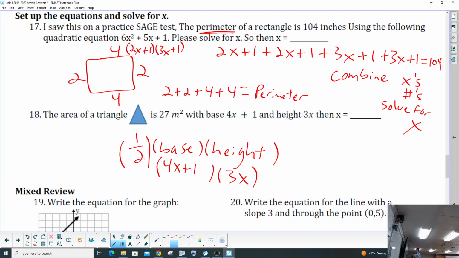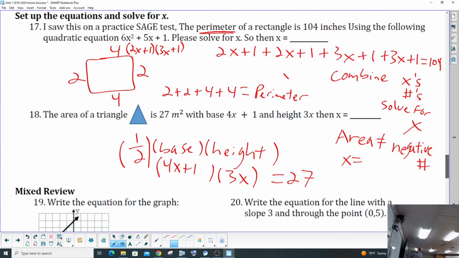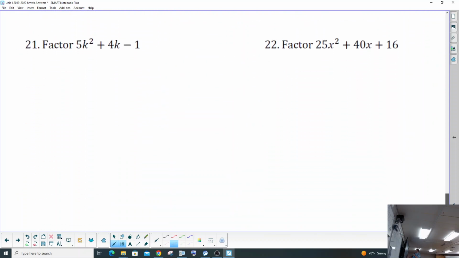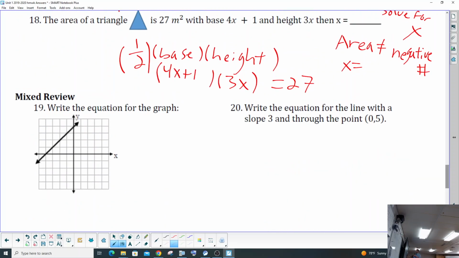Okay, area of a triangle: the hint I gave you is 1/2 base times the height. They give you the base and the height: 4x plus 1 as the base and 3x as the height. They tell you the area is 27. The other hint is that area can never be negative, so watch out there. An area will never equal a negative number, so if whatever number you get for x is negative, don't use it in your answer. Okay, I think you got it.